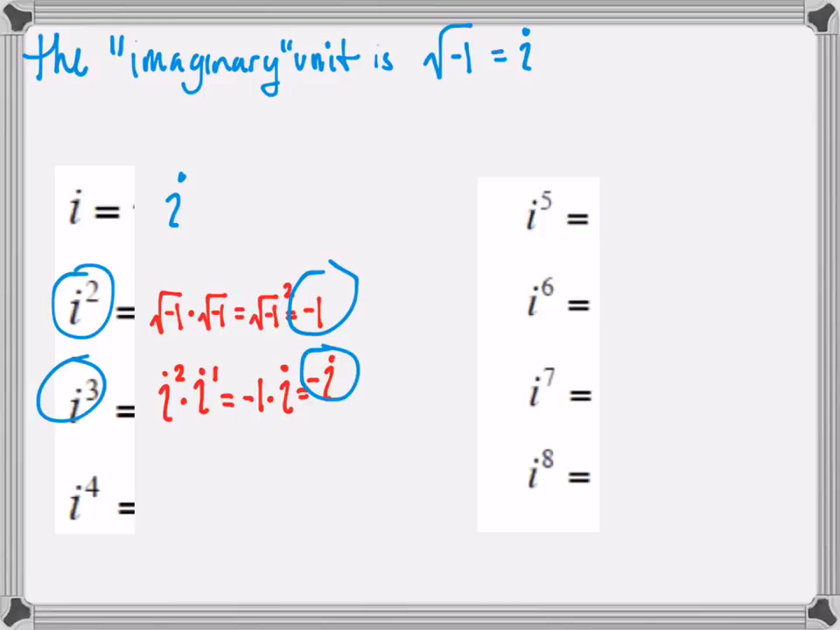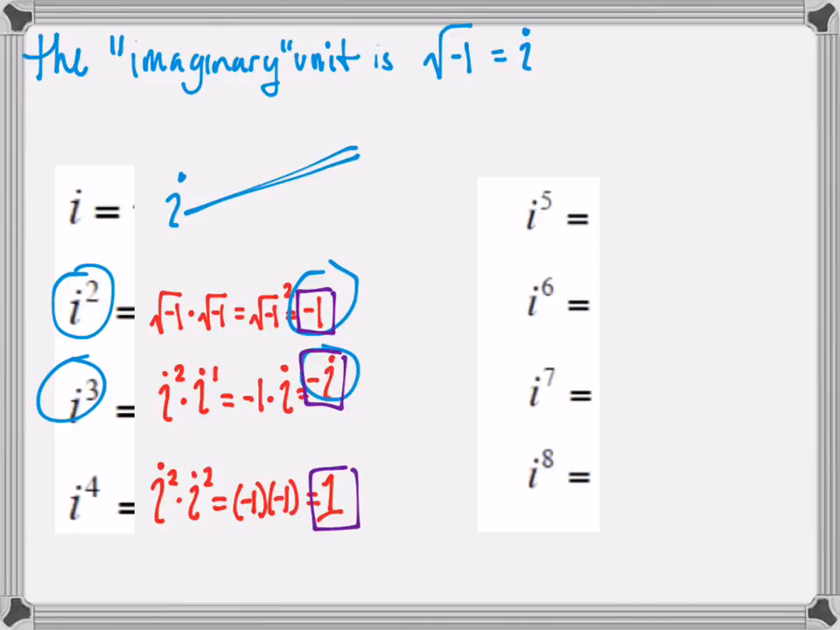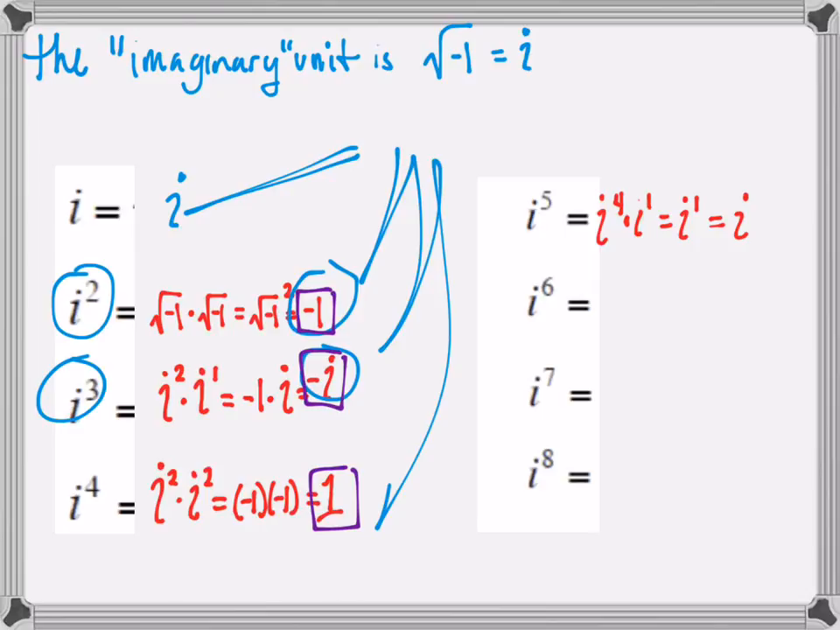i to the fourth is really i squared times i squared, which is negative 1 times negative 1, which is 1. All right, and those are all the different possible options for powers of i. So you have i squared, which is negative 1, i to the third, which is negative i, and 1. These are the only 4 final results for any power of i. Because i to the fifth is really i to the fourth times i to the first, which is the same as i to the first, because i to the fourth is equal to 1.